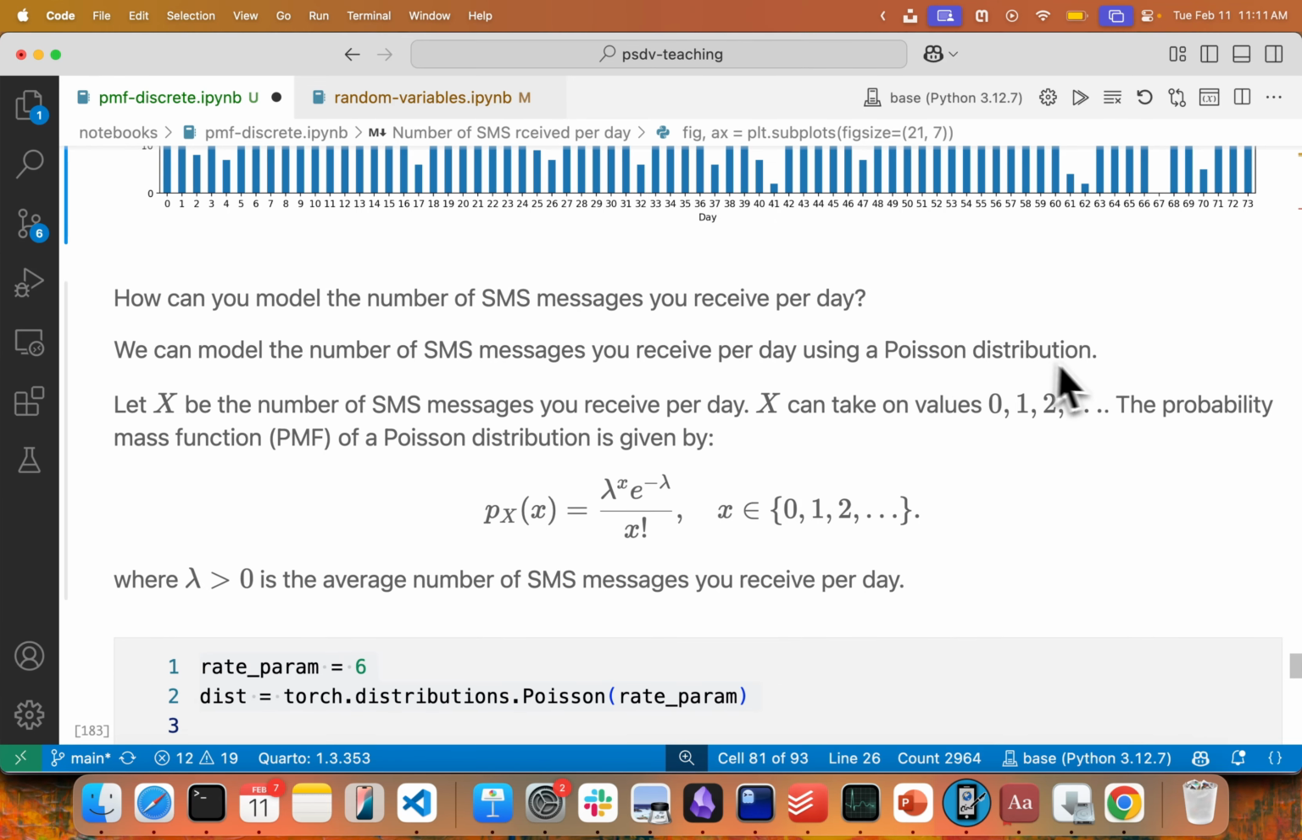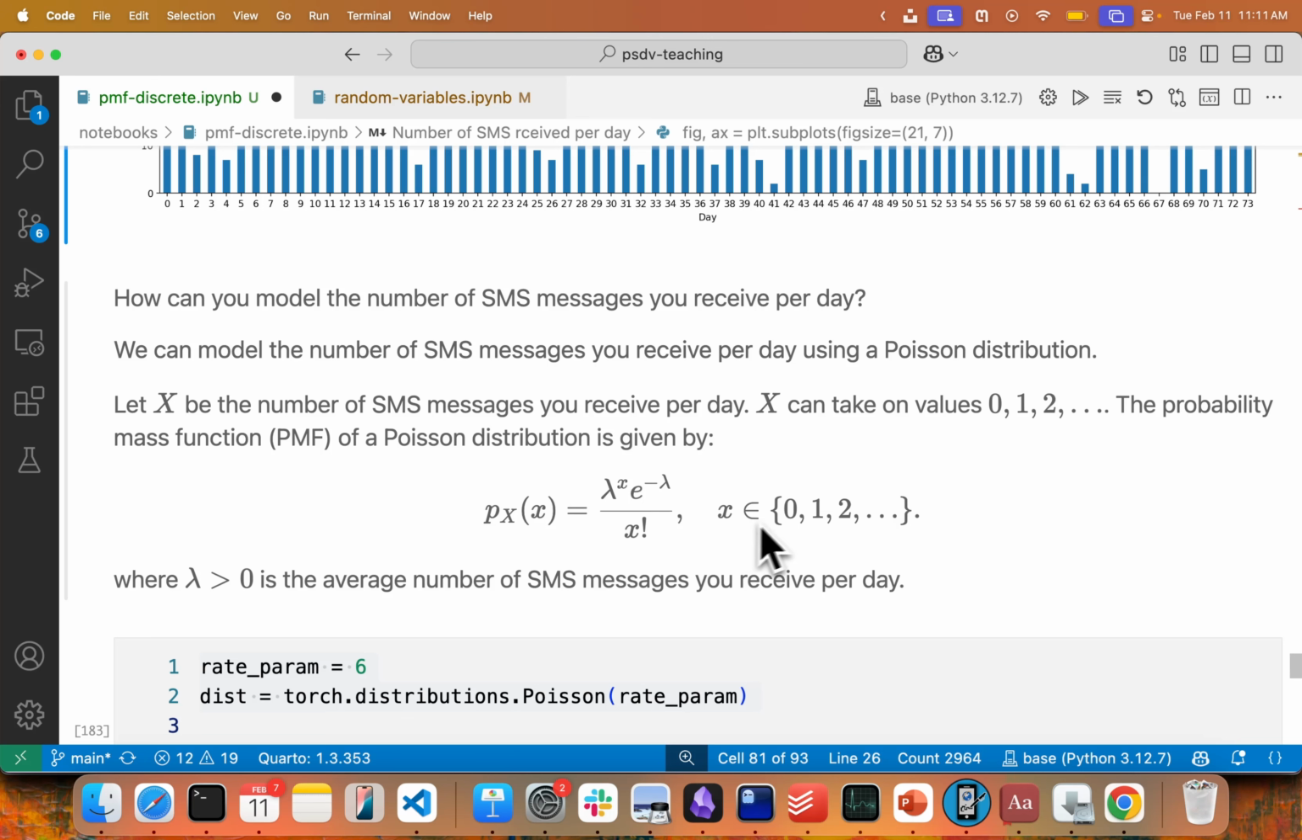We will be using something known as the Poisson distribution, where we let X be the number of SMS messages you receive per day, and X will only take values 0, 1, up to some positive values only. The probability mass function of this Poisson distribution is given as the probability of the random variable X taking the state x, which is lambda to the power x times e to the power minus lambda, divided by x factorial. It's one specific kind of distribution. We'll see more as to why this particular form comes. I'll probably also link some videos like 3Blue1Brown videos which help you derive such expressions.